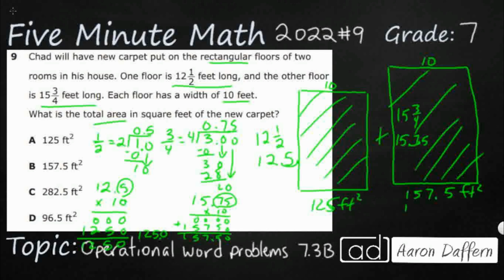Now I just need to add these 2 up. So let me just add up the 125 right there. That's going to be a 0.5, 12. That's 7, that's 8. 282 and 5/10 square feet. That is your total. The answer is C.